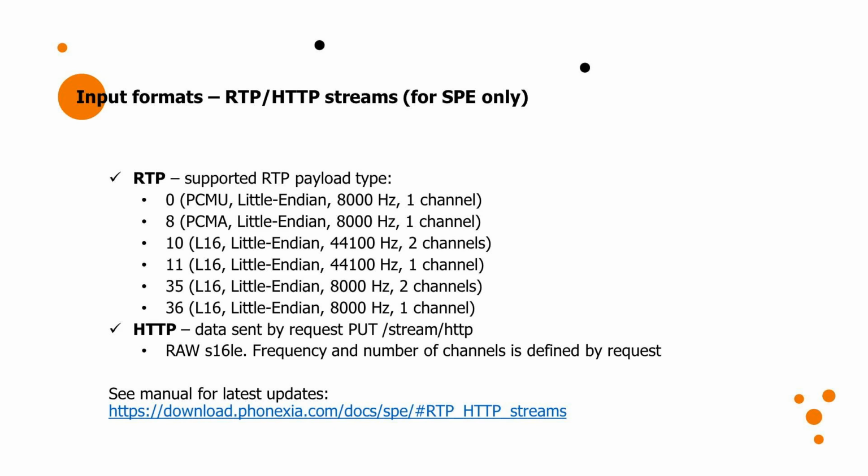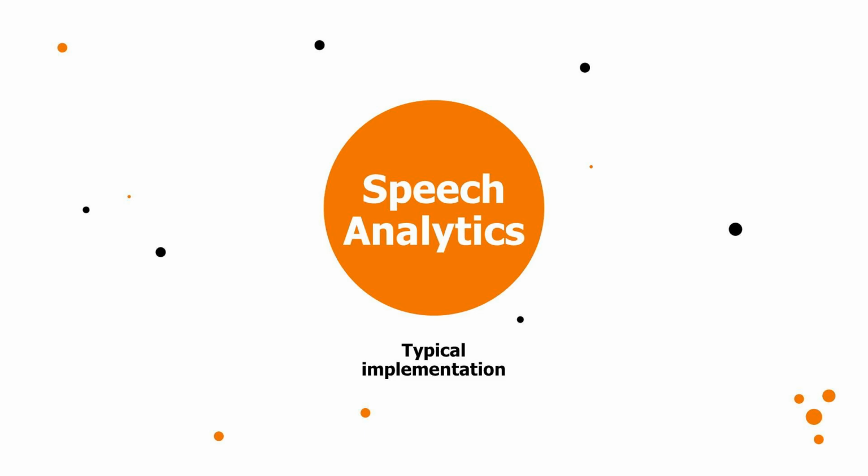The sampling frequency and number of channels is specified during the REST request. More details about real-time stream processing can be found in the REST API documentation, which provides detailed instruction with examples of opening the stream, sending the stream data, processing the stream data, ways of getting the results, and closing the stream.